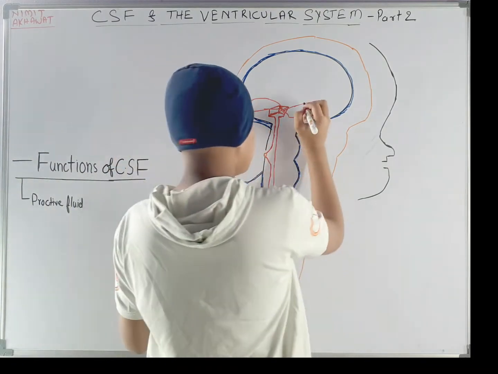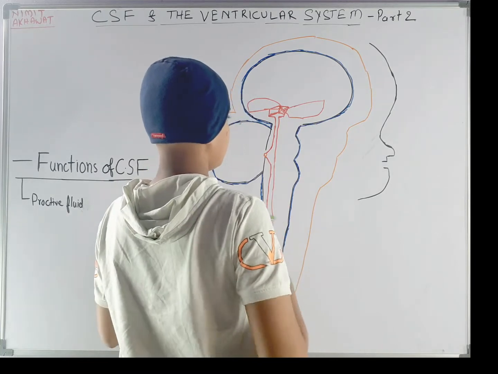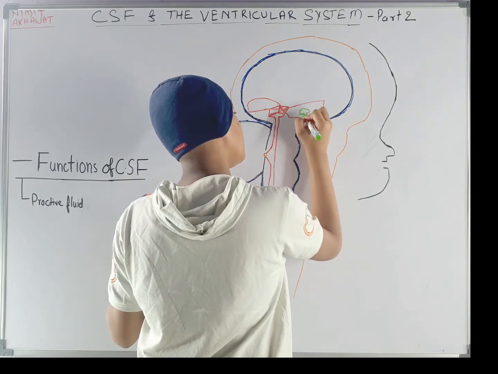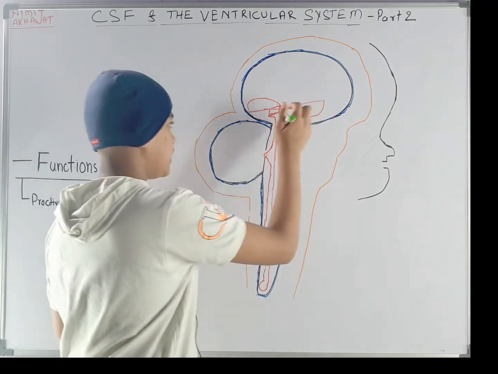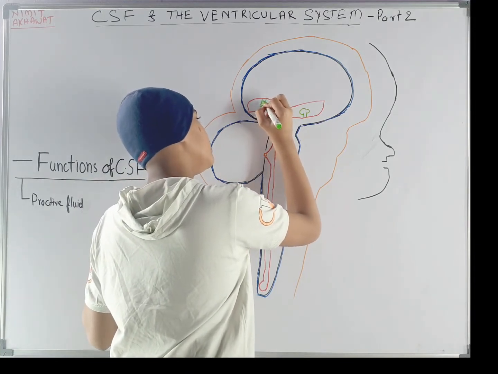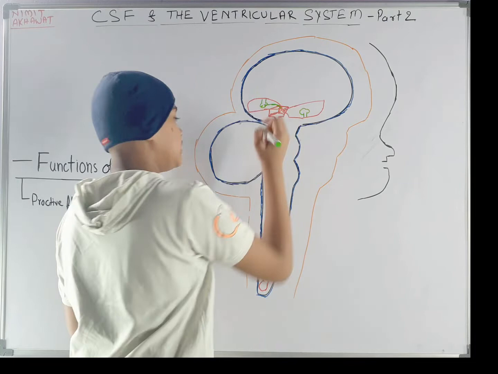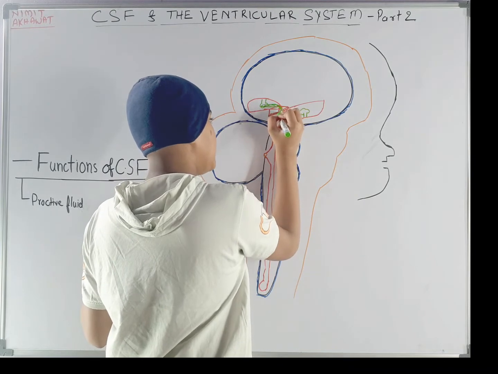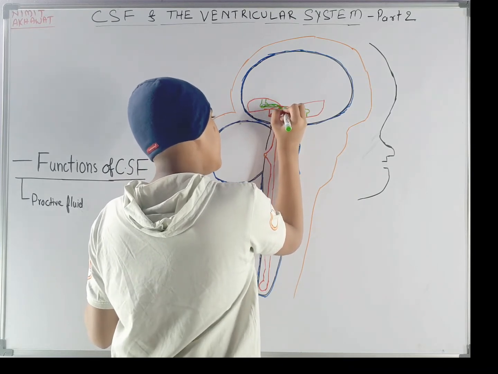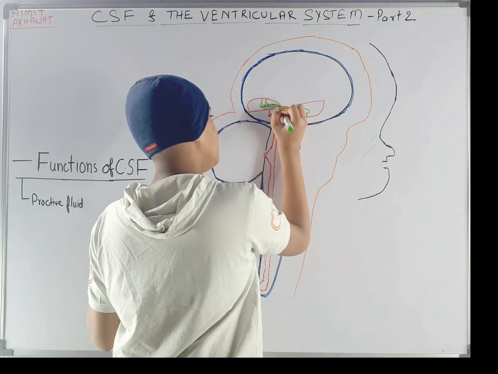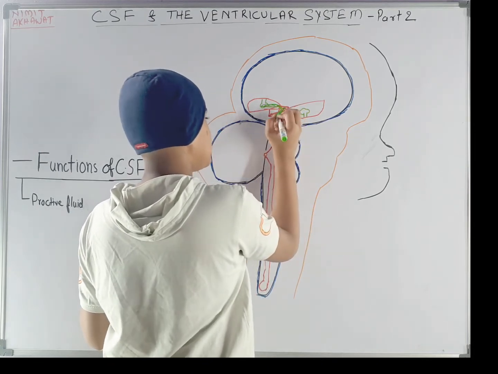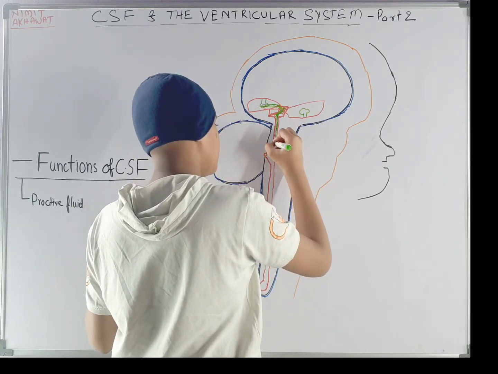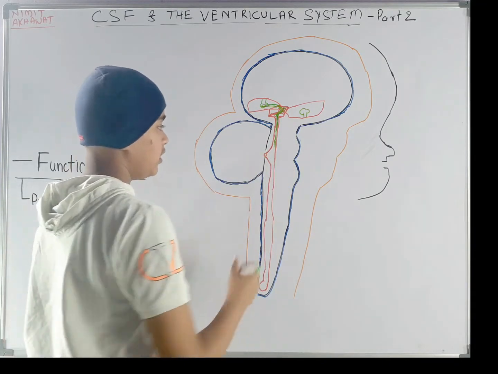Now, CSF is formed by the choroid plexus. One choroid plexus is in the lateral ventricle, and this CSF formed in the lateral ventricle goes through the foramen of Monro and collects in the third ventricle. And the choroid plexus of the third ventricle also releases CSF, and this CSF together goes through the cerebral aqueduct and enters the cavity of the fourth ventricle.